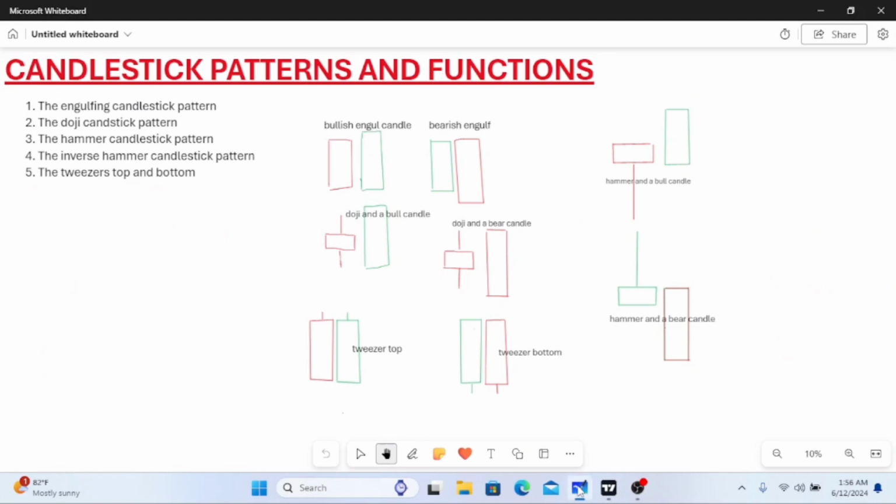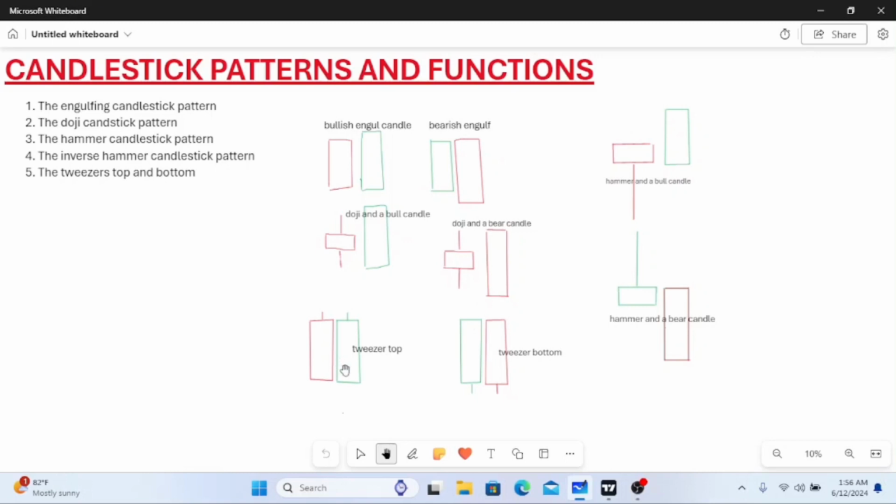So the next one we are going to talk about is the tweezers. The tweezers, you have the top and the bottom of the tweezers. So when you see this candlestick pattern, this one right here, this one that my mouse pointer is placed directly on top of, it is a tweezer top. Whenever you see this candlestick pattern, know that it's a confirmation that buyers or bulls have entered the market.